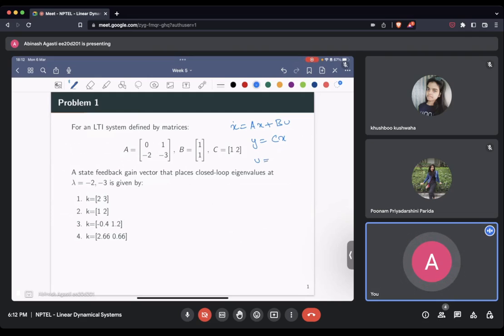So u is, we know, we give u as minus kx, the standard feedback form. So basically you get x and feed it back with some gain so as to get an error correction framework. So a state feedback gain vector that places closed loop eigenvalues at lambda equal to -2 and -3 is given by what? That is a question that we have. So first tell me what are the eigenvalues of this particular system A and how do we find that? Let's take some couple of minutes to solve that.